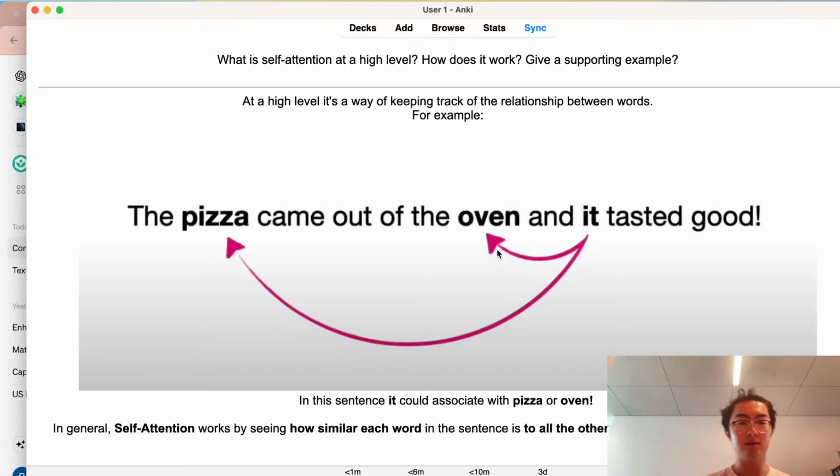Okay, at a high level, it's a way of keeping track of the relationship between words. Pizza came out of the oven and it tasted good. In the sentence, "it" could associate with pizza or oven. In general, self-attention works by seeing how similar each word in a sentence is to all the other words in the sentence, including itself. Okay.